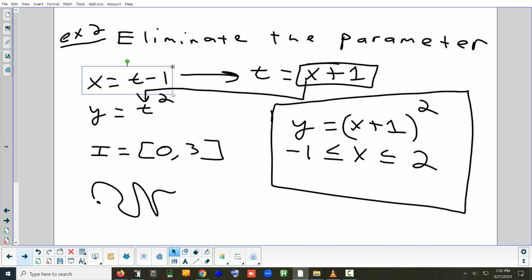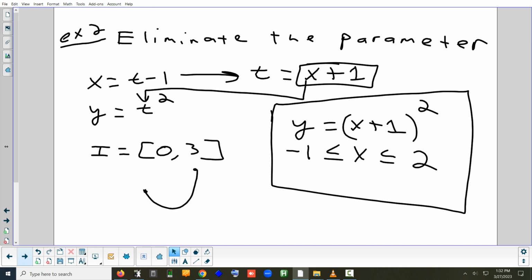2. So this is the graph. I mean, I know it doesn't look like this. It's a parabola, shifted right 1. And the parabola is only going to be drawn between -1 and 2. So it might look something like start here, stop here. Might look something like that. It's a section of a parabola. Okay. Any question on that? So that's called eliminating the parameter.